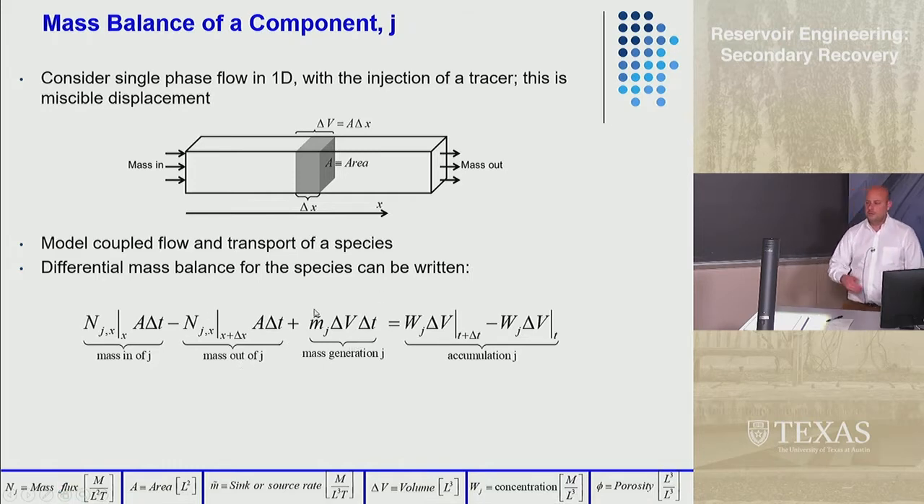You could have some generation due to wells, right? You could be injecting or producing that component, or you could have a reaction that creates or makes that component go away. And then you've got an accumulation term here. So this is the mass at time t, and this is the mass at time t plus delta t. You might have more or less J in the future than you do now.